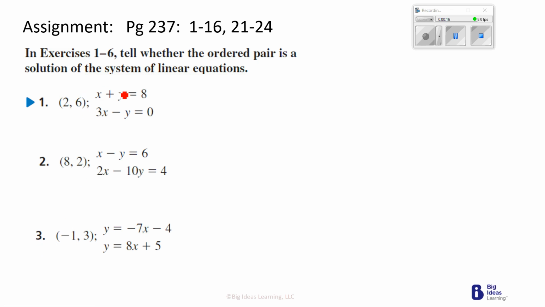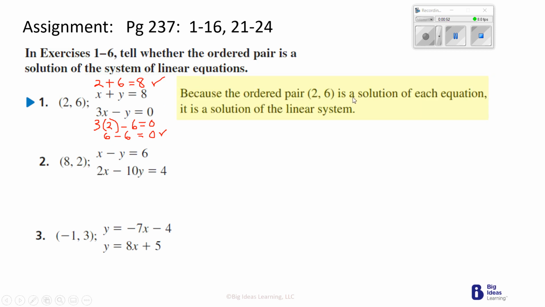Over here it says x plus y equals 8. So I'm going to replace x with 2. I'm going to replace y with 6. And 2 plus 6 does equal 8, so that checks out. On the second set, I see that I have 3x, so that would be 3 times 2. It says minus y, which is 6. Well, 3 times 2 is 6, so this is 6 minus 6. And that does equal 0. So that checks out.